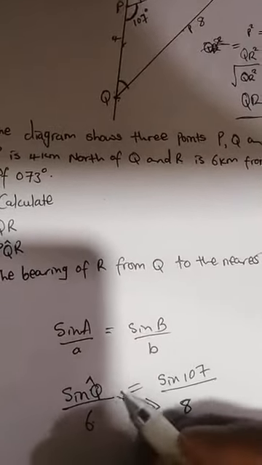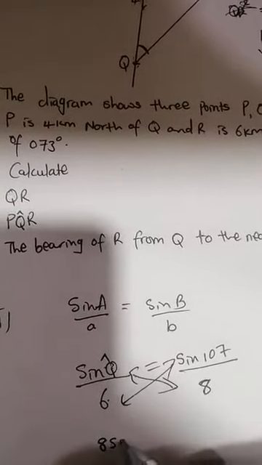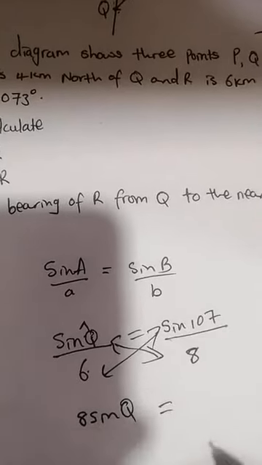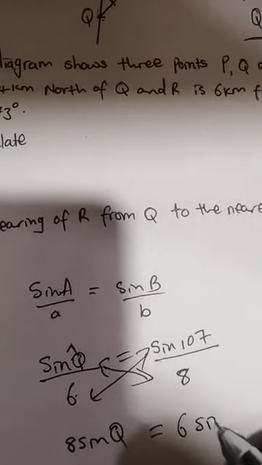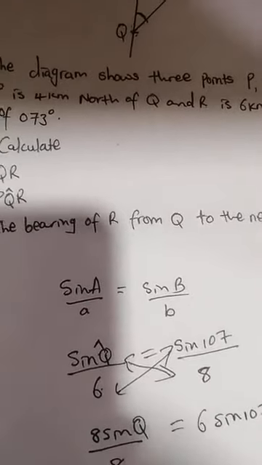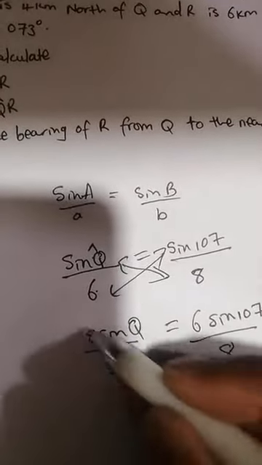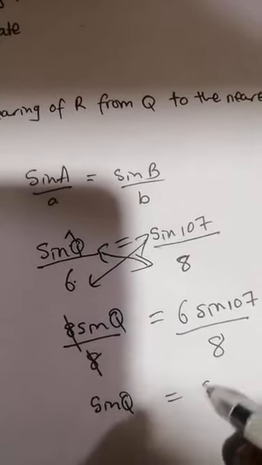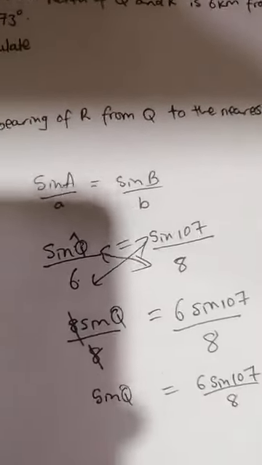You can cross multiply from here. 8 times sine q, 8 sine q is equal to 6 times sine 107, that's 6 sine 107. You can divide both sides by 8. 8 and 8 will cancel out, so sine q is equal to 6 sine 107 over 8.